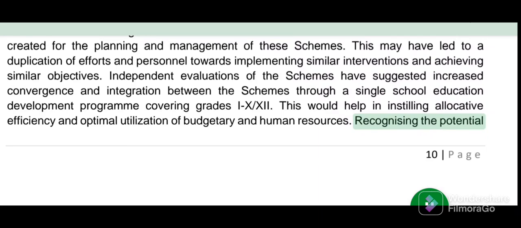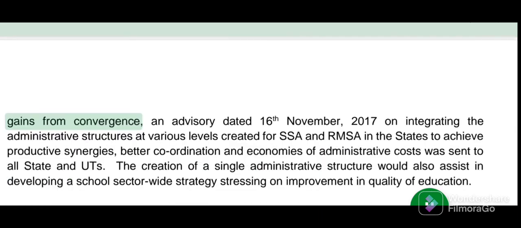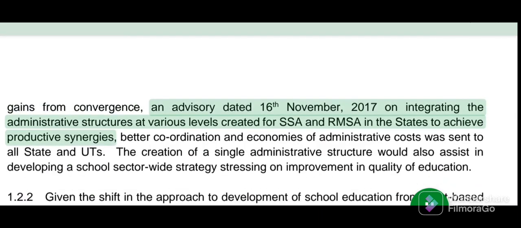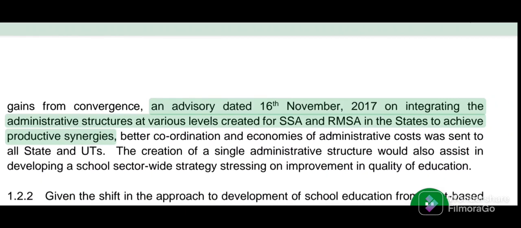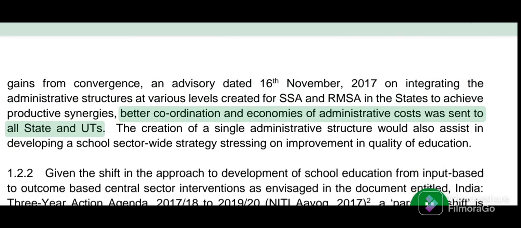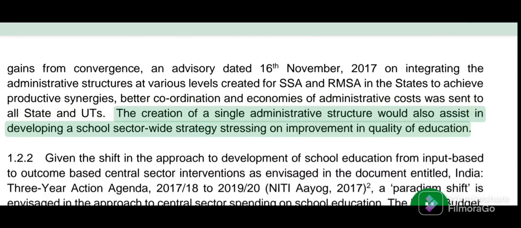Recognizing the potential gains from convergence, an advisory dated the 16th of November 2017 on integrating the administrative structures at various levels created for SSA and RMSA in the states to achieve productive synergies, better coordination and economies of administrative costs was sent to all states and UTs. The creation of a single administrative structure would also assist in developing a school sector-wide strategy stressing on improvement in quality of education.